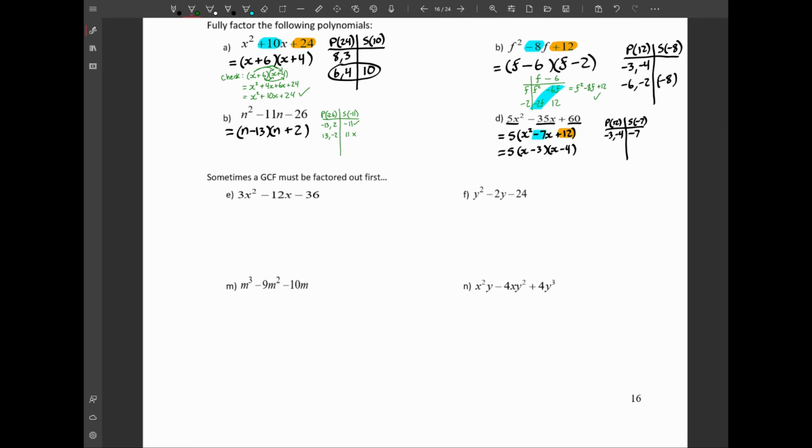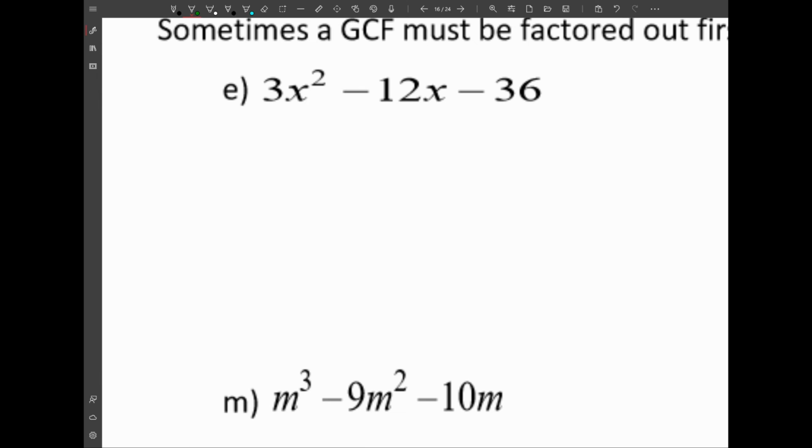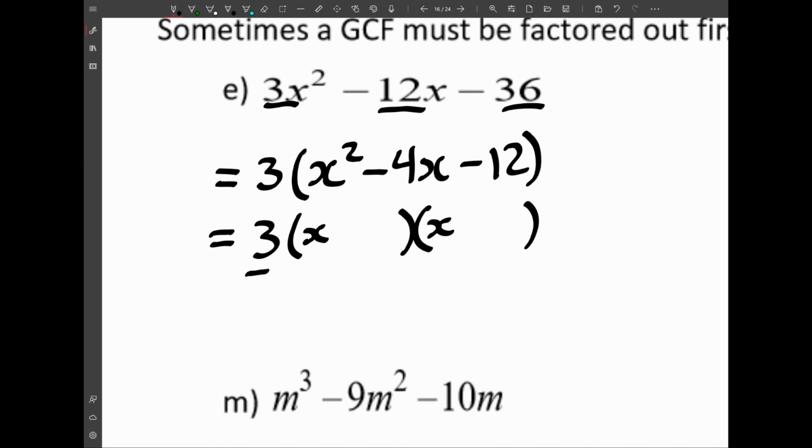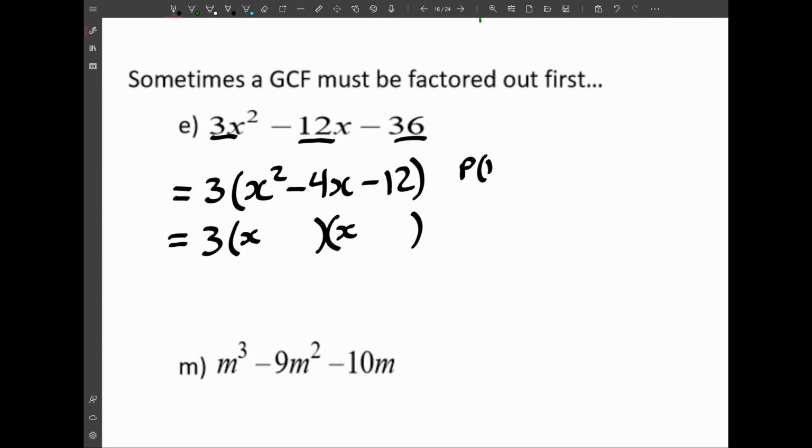All right, that brings us to this point. Sometimes you have to factor out a GCF. So in this first one, 3x squared, 12x, and 36, the GCF is 3. So I pull that out, I'm left with x squared minus 4x minus 12. Then I do bracket, bracket, bracket, bracket, x, still left that 3 out there. That doesn't go anywhere. I am now, though, looking for a product of negative 12 and a sum of negative 4.